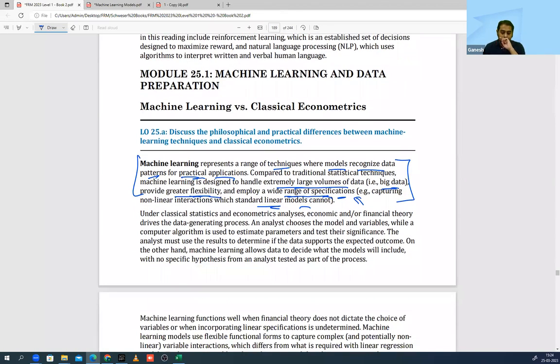Next, under classical statistics and econometrics, I'm also covering the text because thoda bahut text mein thoda sa alag tarike se diya hai. It is driven by the data generation process. First two lines. Kindly read the first two lines.